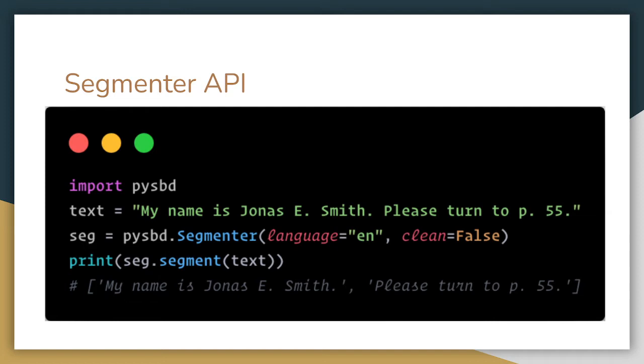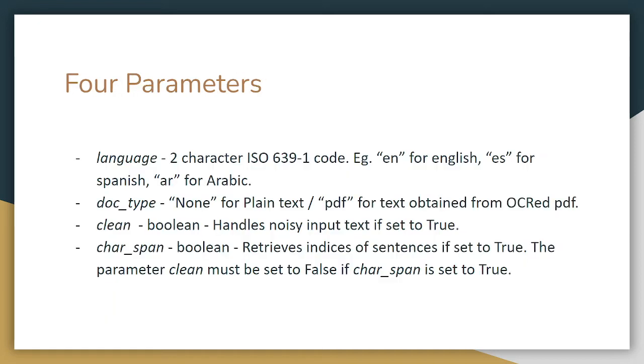So the core component of PySBD is the segmenter API. As you can see in this snapshot here, you import PySBD and then initialize the segmenter API using a few parameters. It has four parameters in total: language, doc type, clean, and char span.